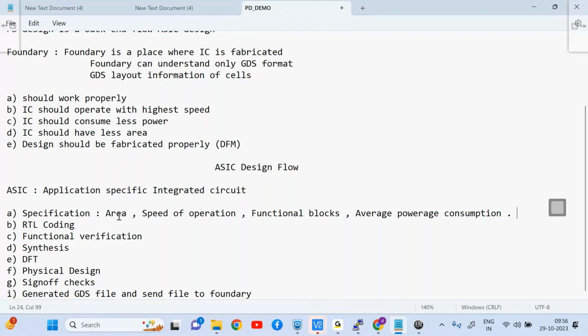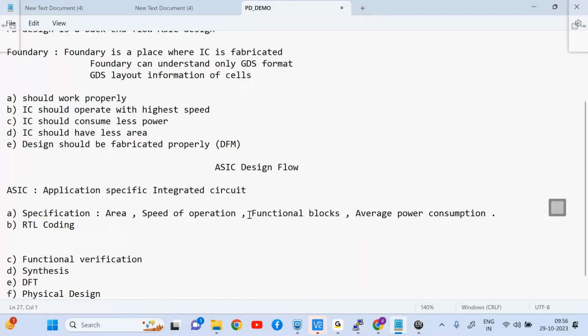And that information, what are all the functional blocks required, is given to the RTL coding team. They will start coding each and every functional block. The RTL coding team uses Verilog or VHDL for design entry.